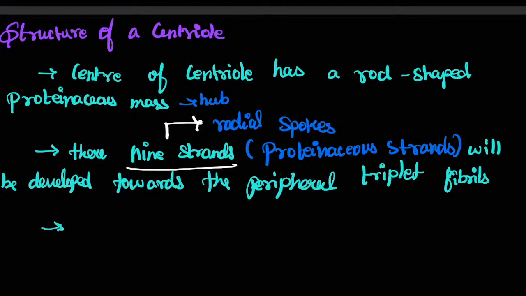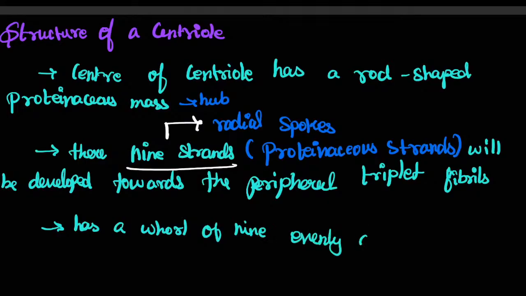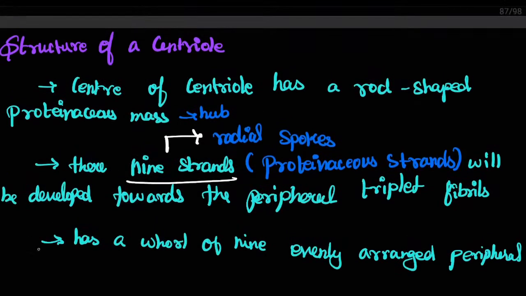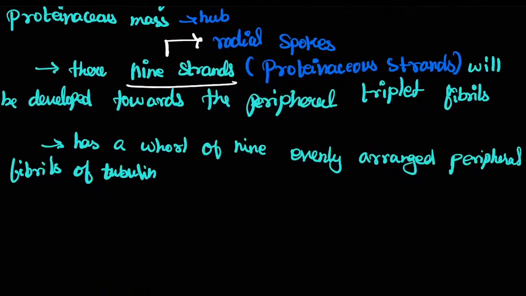Similarly, the next thing is that the centriole has a whole of 9 evenly arranged peripheral fibrils of tubulin, okay, is actually present. That is, there are 9 fibrils, which are made up of tubulin.